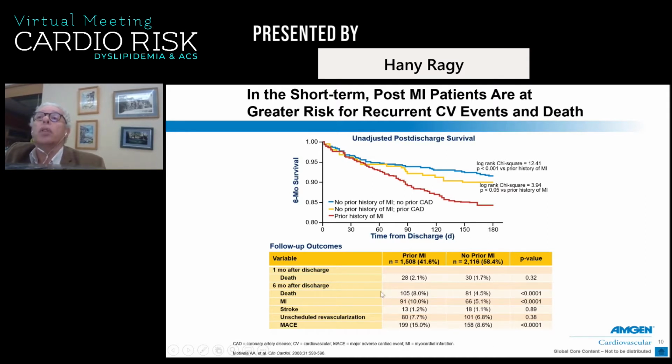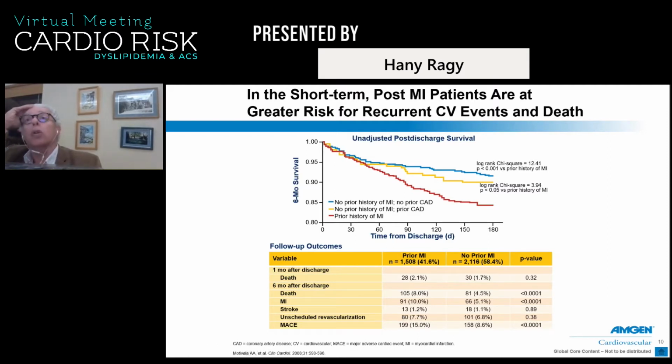And this shows you the prior MI compared with no prior MI. And look at this, the very significant increase in death, more infarction, stroke, or unscheduled revascularization. Everything is significant. MACE is much higher in those who have already had a prior myocardial infarction.